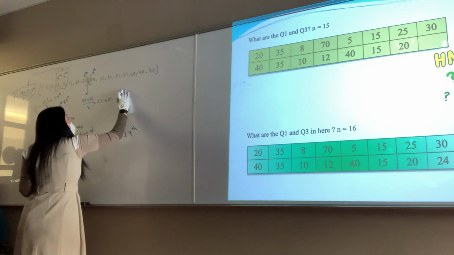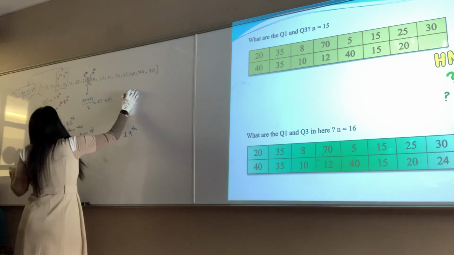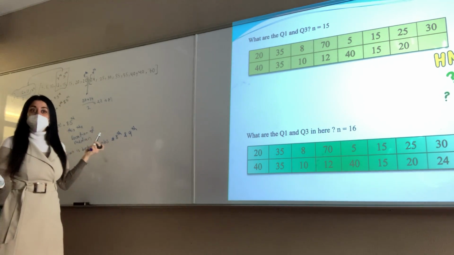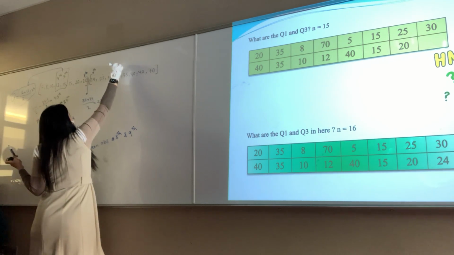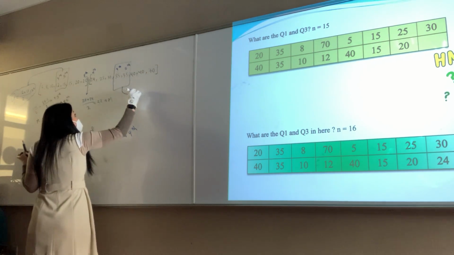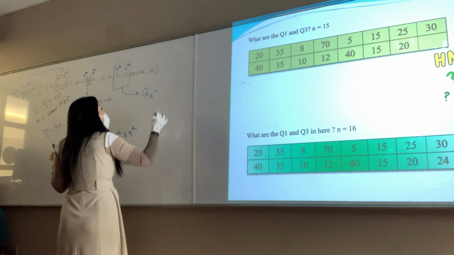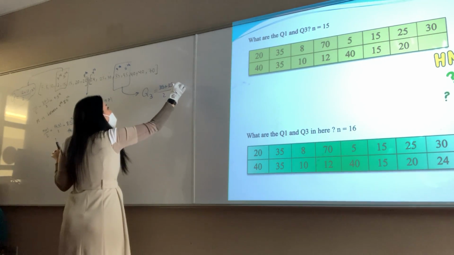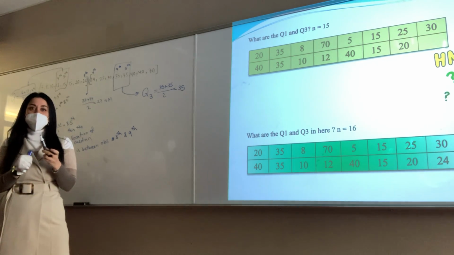So what about this one? Still we have the same number of observations. 8 plus 1 divided by 2 is 4.5. The median must be between observation 4 and 5. Am I correct? Yes. Good? So I'm going to count. 1, 2, 3, 4. This is observation number 4 and this is observation number 5. And then Q3 is equal to 35. How? They're both 35. 35 plus 35 divided by 2 is 35. Right? Everything is clear? Is that good?